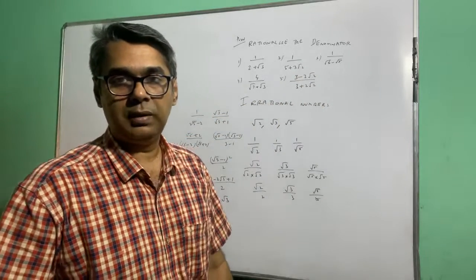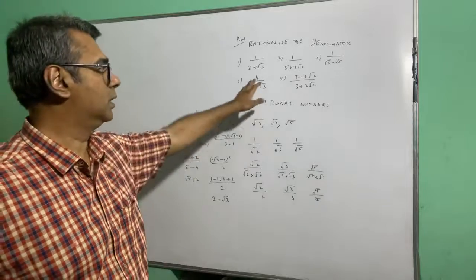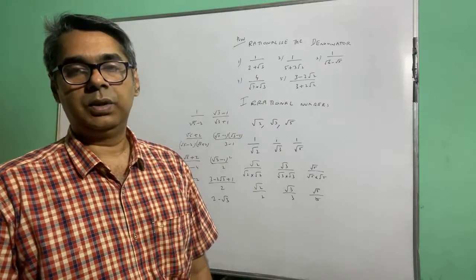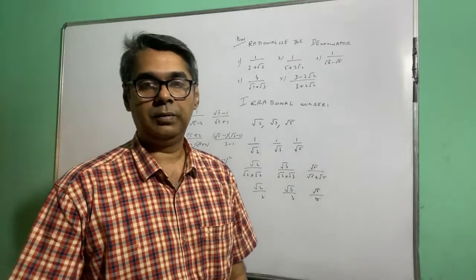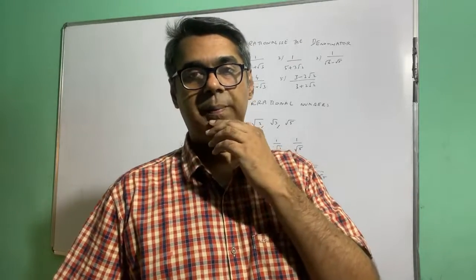So all of them you will have to rationalize the denominator. These are the 5 homework questions. You can submit the homework by 9 p.m. of tomorrow, that means 9 p.m. of Wednesday.